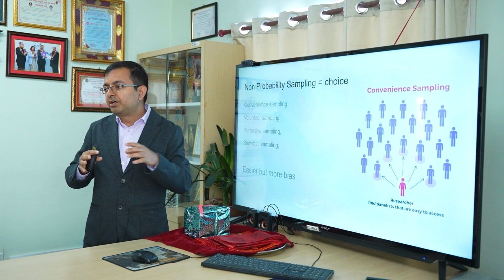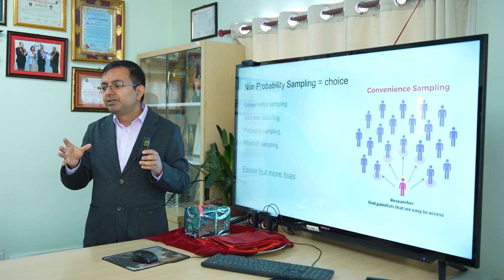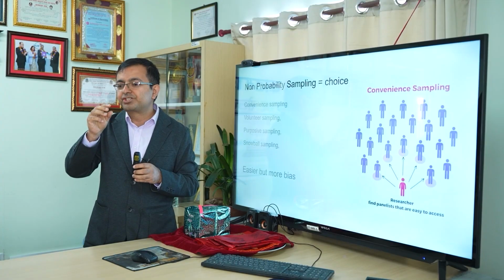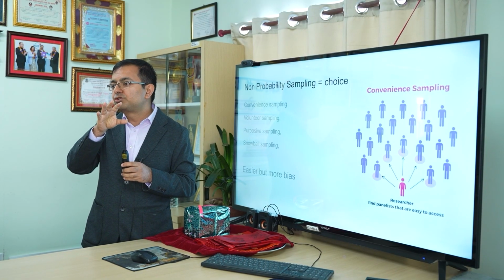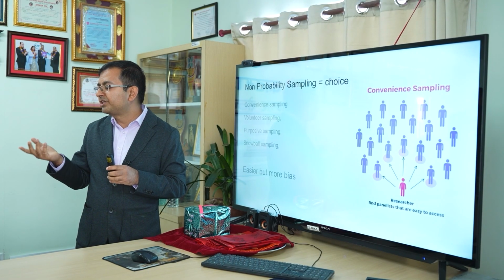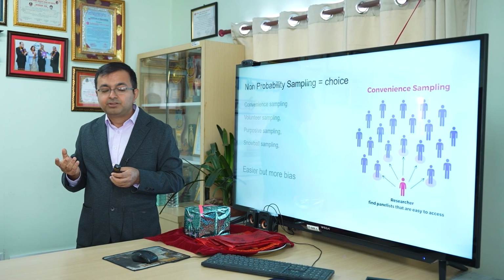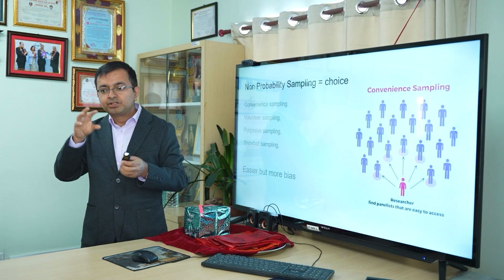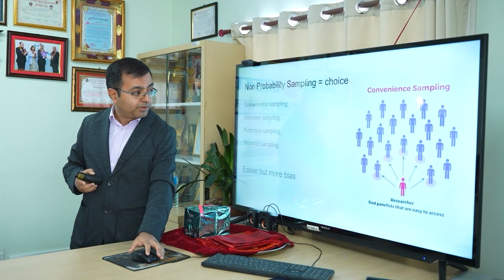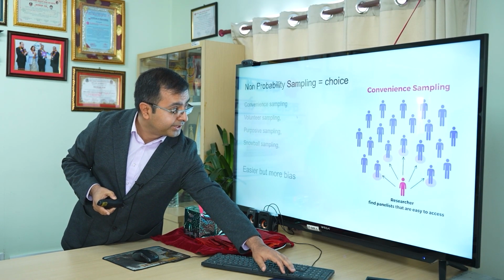For example, in a conference, there is usually a panel discussion. Usually the moderator chooses the panelists. How does he choose? He chooses the panelists so that the output is going to come from them. So it is an example of non-probability sampling, choosing the people based on purpose. The problem with non-probability sampling is internal and external validity. I will come to that.